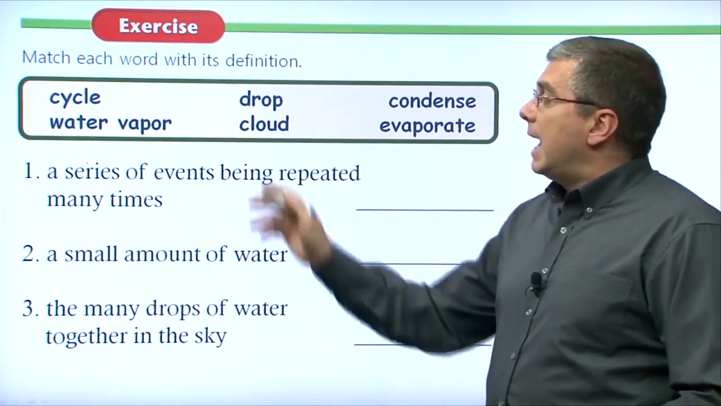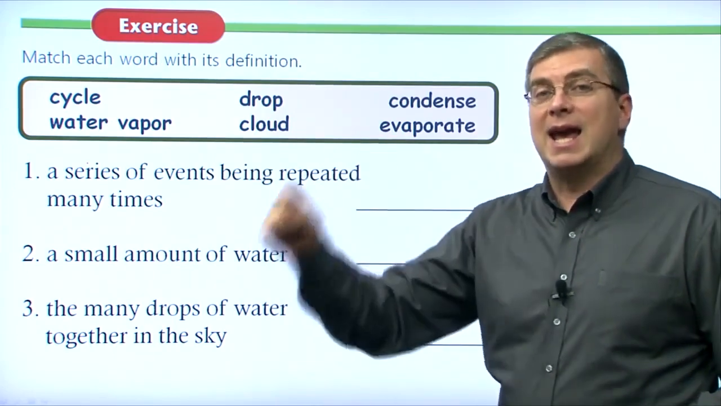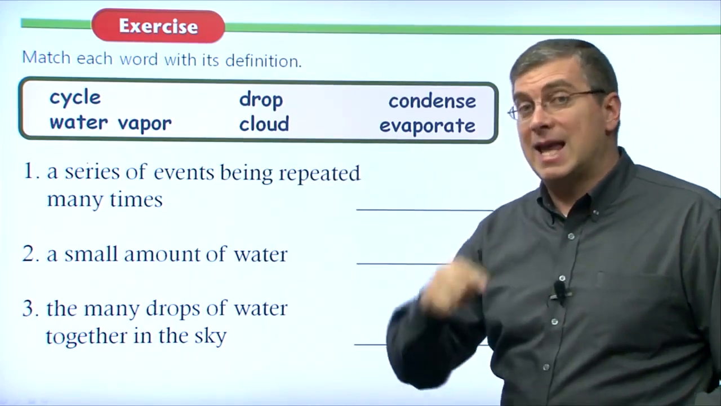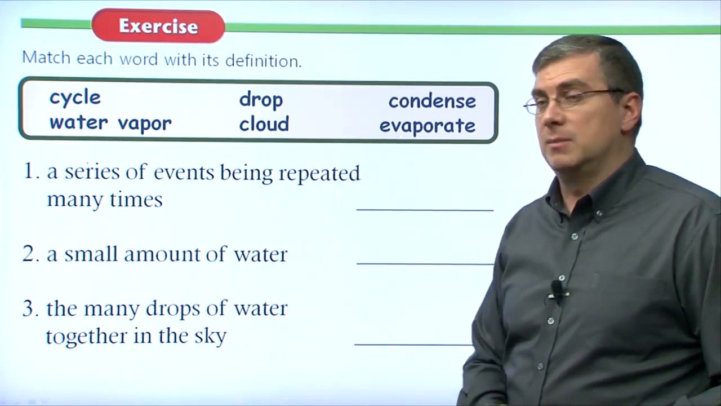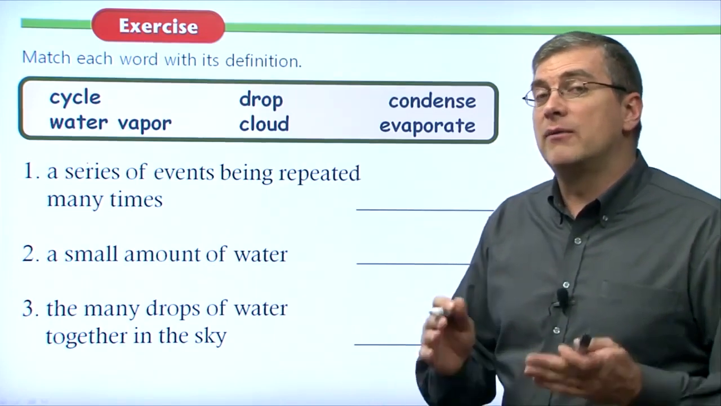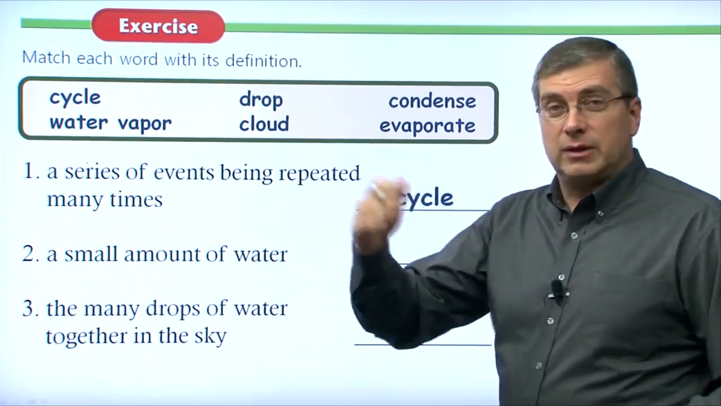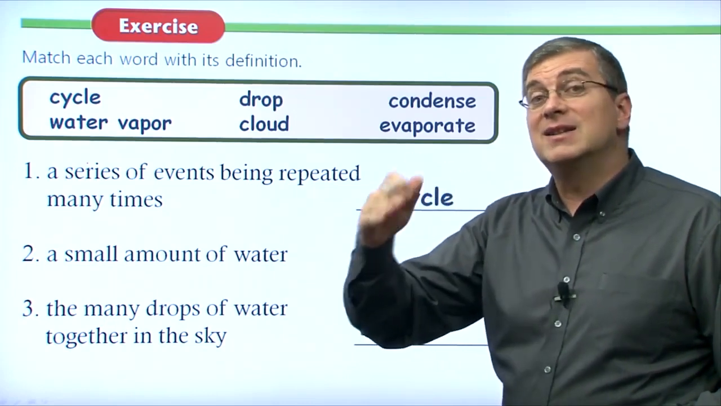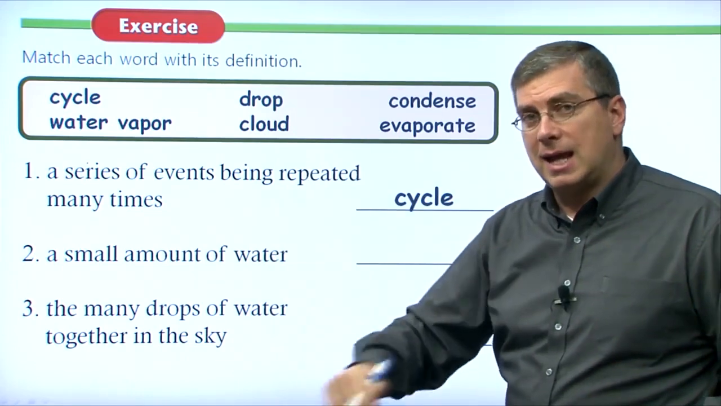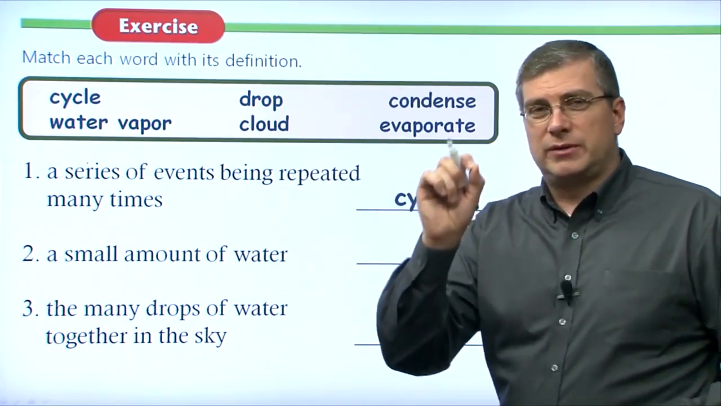The first one, a series of events being repeated many times, again and again. What is that? What did we just look at? We looked at a diagram of the water cycle. So a cycle is a series of events, several events in a series, first, second, third, that happen again and again.